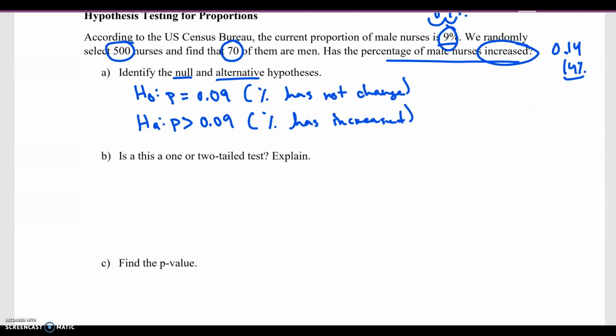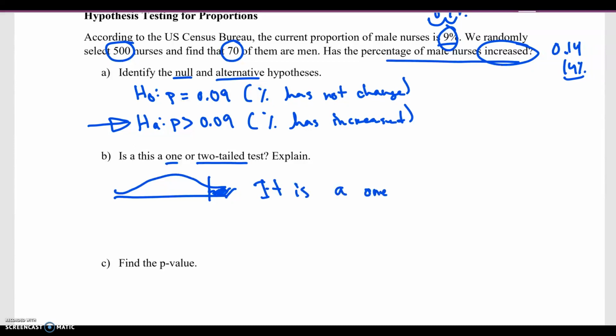Okay, so now part B says, is this a one or two-sided test? In order to determine if it's a one or two-sided test, what we need to look at is our alternative hypothesis. Since it's greater than, we know that our p-value is going to be on one side, and in this case, on the right-hand side. So no, this is not a two-tailed test. It is a one-tailed test, and more specifically, a right-tailed test.